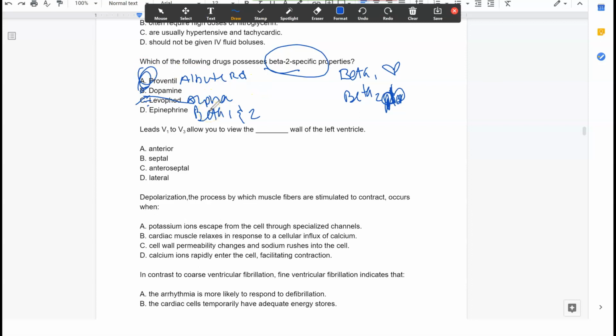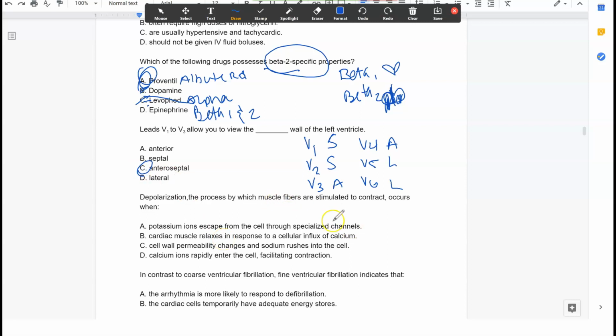Proventil. Leads V1 through V3, right? So let's go back to our handy dandy. V1 through V3 is interoceptal.